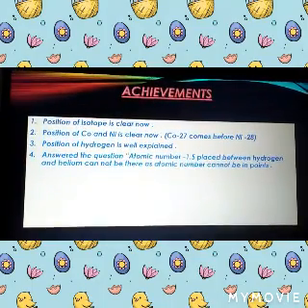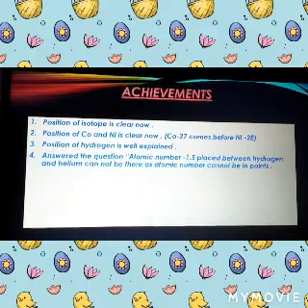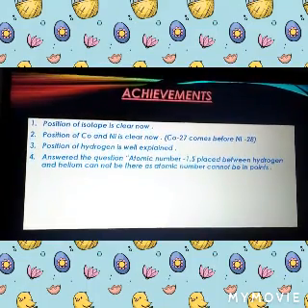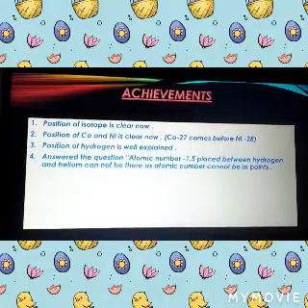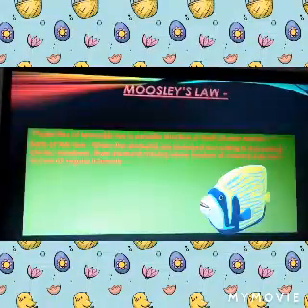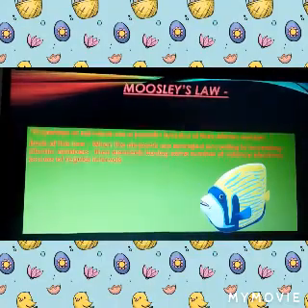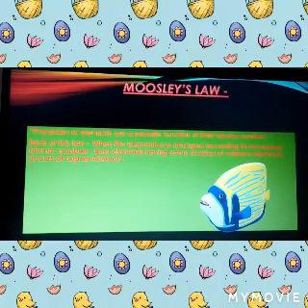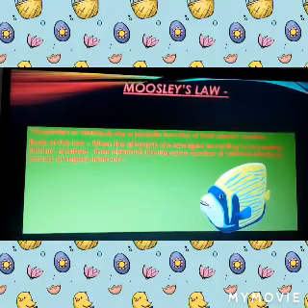Third, the position of hydrogen is well explained, and it also answers the question that atomic number 1.5 placed between hydrogen and helium cannot be there, as atomic number cannot be in points. So all the limitations were covered in its achievements. Now, what's Moseley's law? Properties of elements are a periodic function of their atomic number. On the basis of this law, when the elements are arranged according to increasing atomic numbers, the elements having the same number of valence electrons occur at regular intervals.